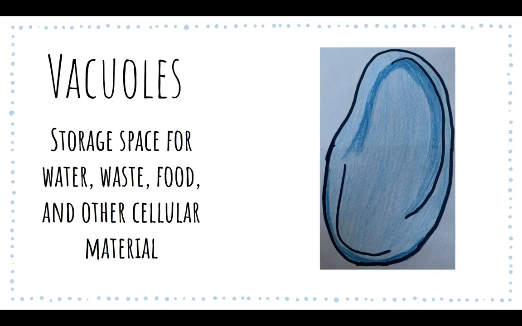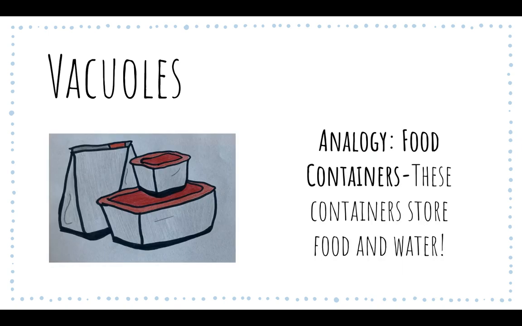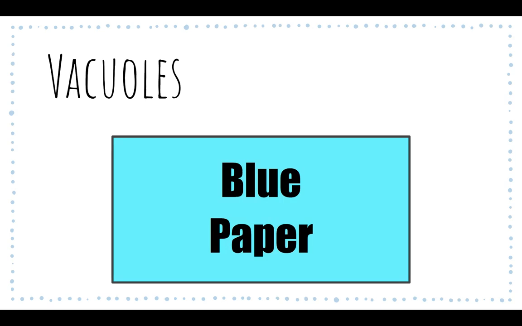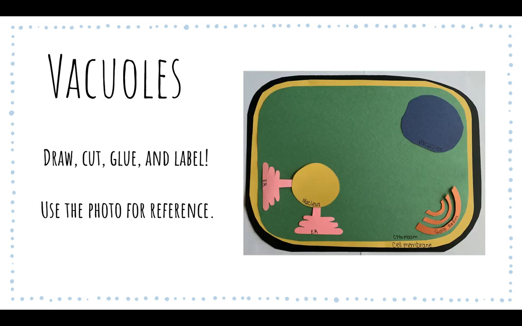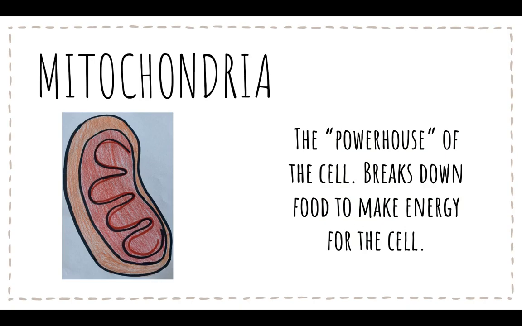Vacuoles. Storage space for water, waste, food, and other cellular material. Analogy is food containers. These containers store food and water. Blue paper. Draw, cut, glue, and label. Use the photo for reference.